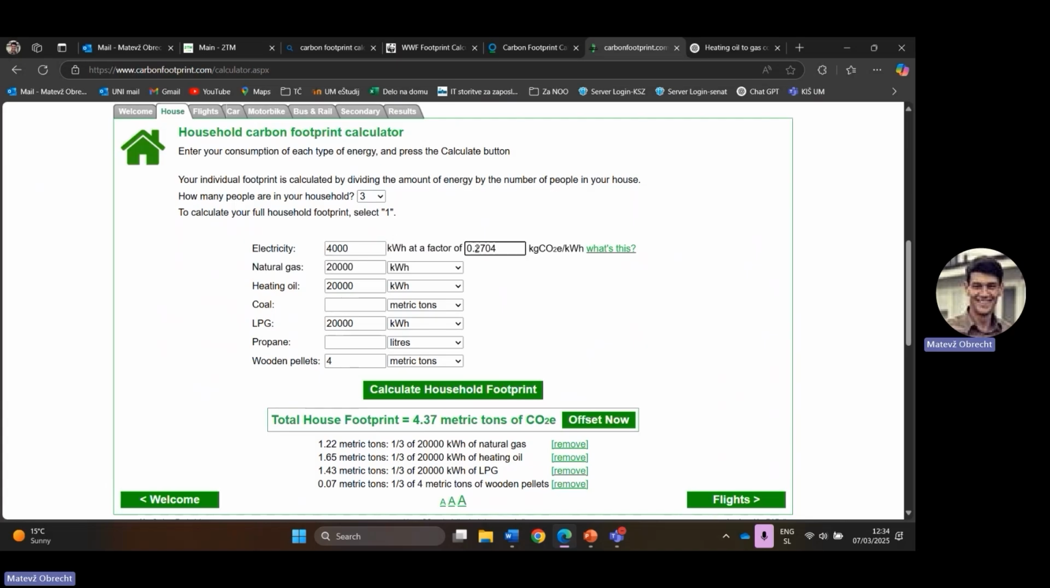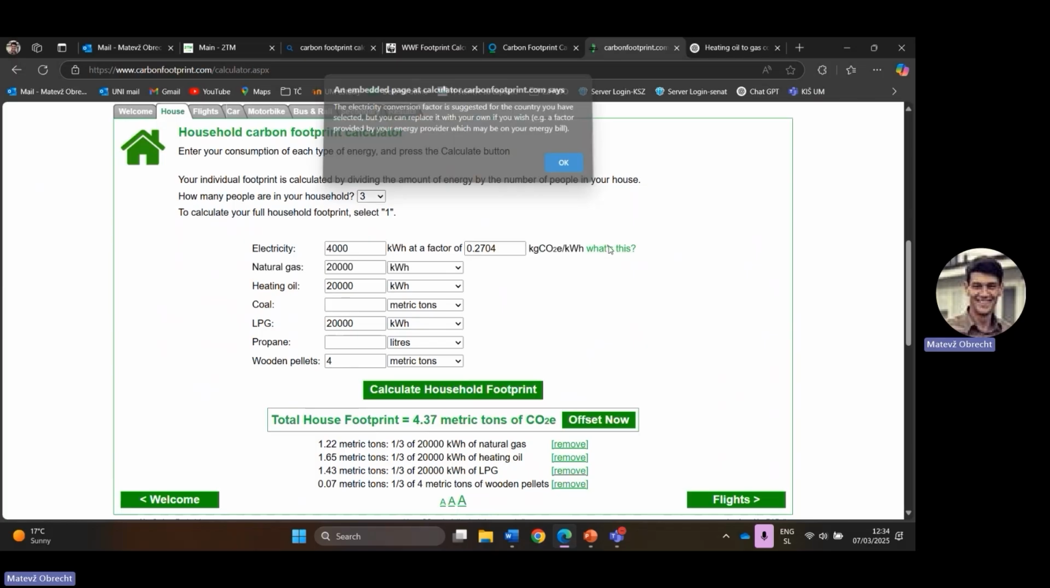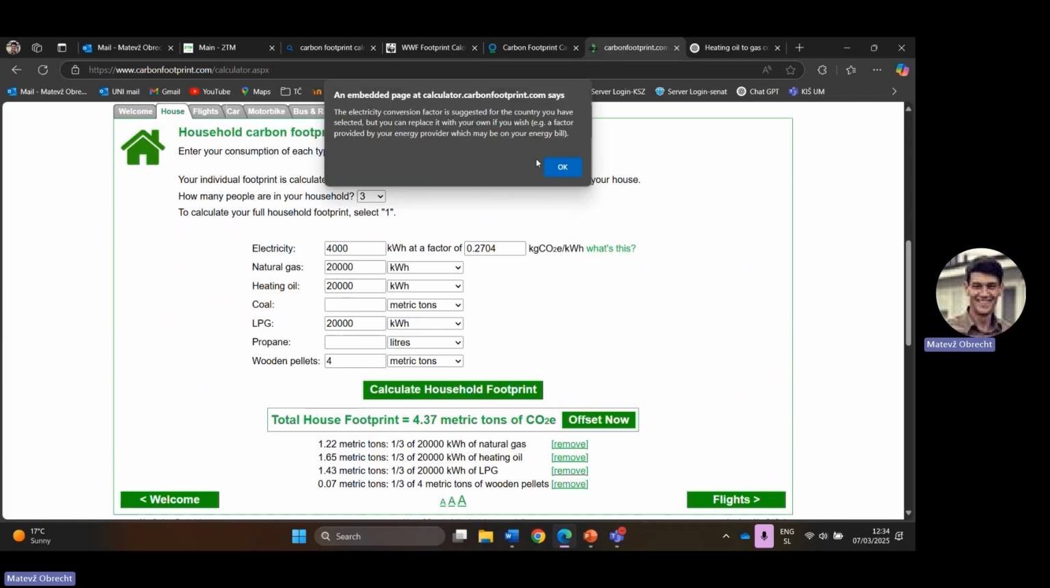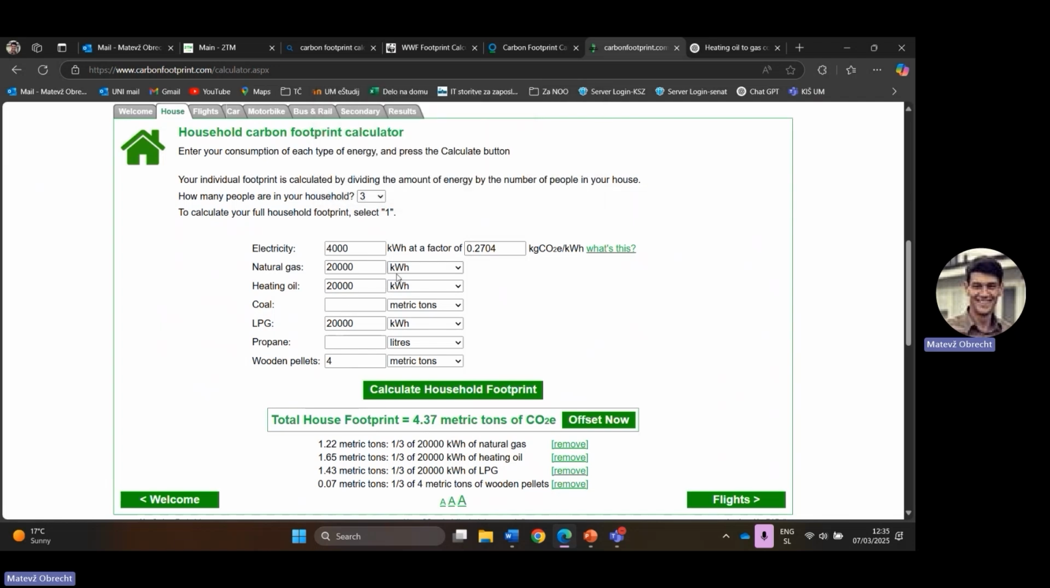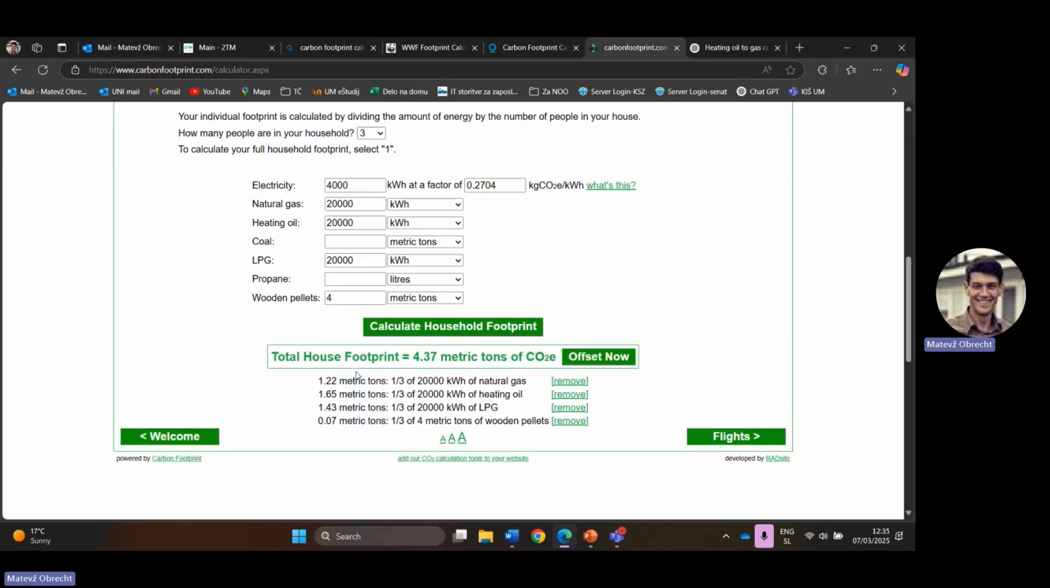So this is the factor. You can change the factor if you have the factor for your own company. Some electricity providers include this factor on the bill. So you can write it down and get the exact amount of your carbon footprint from your supplier. It depends whether the electricity is from nuclear, hydro, solar, or a coal-powered power plant. Then we have the heating of the house. I don't use natural gas, heating oil, or wooden pellets. I just wanted to show you how it works.